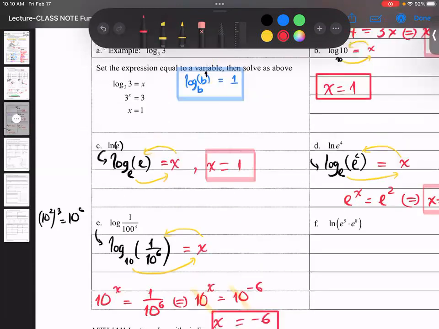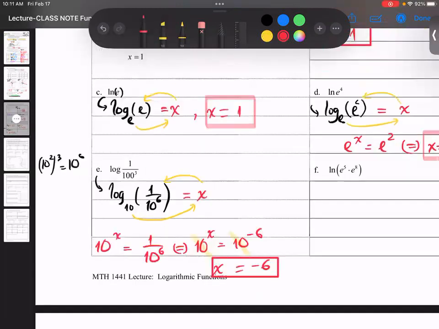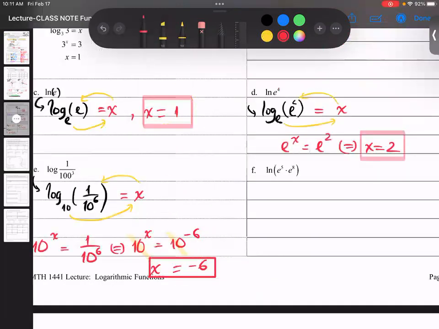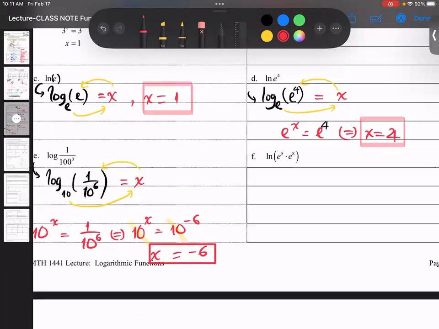In part what? B? D? Oh, 4. I'm sorry. I think I erased one of the... Yeah, it should be 4. Should be 4. So 4. Thank you. Yeah, I erased a little vertical thing for the 4, so I thought it was a 2. These are easy. That's why I go kind of quick.